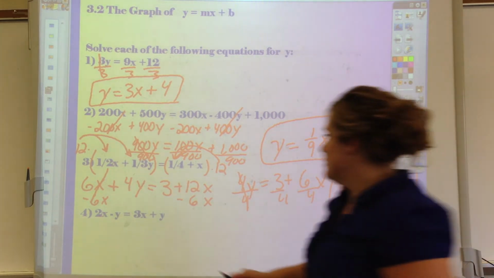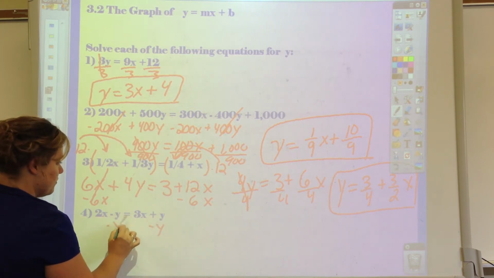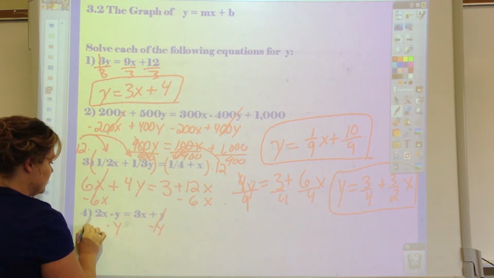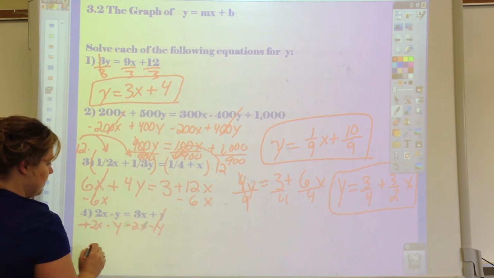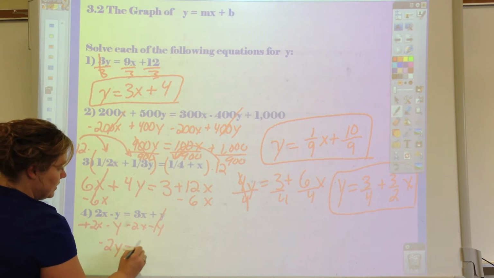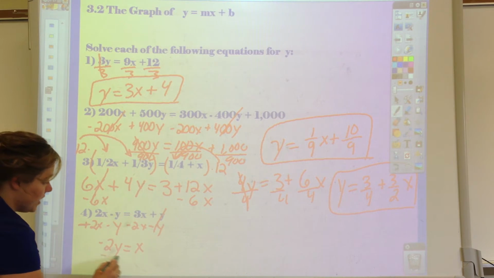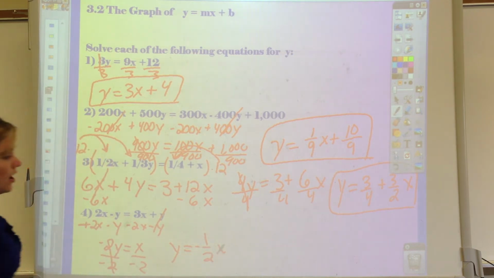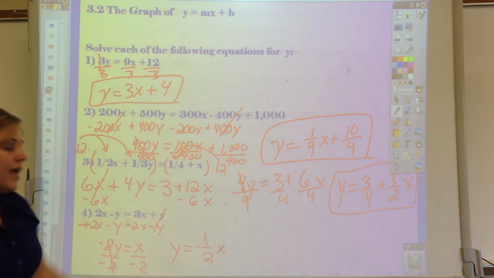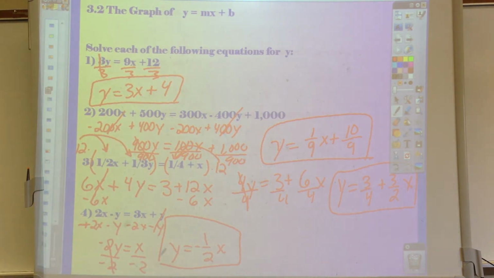Okay, last one. Let's combine the y's, again, by subtracting y on both sides. And if it's okay, I'll go ahead and subtract 2x on both sides in the same step. And I get negative 2y equals positive x. Now to solve for y, I'm going to divide both sides by negative 2. And I get y equals a negative 1/2x. Now my slope is a negative 1/2, and my y-intercept, since I don't have one, is 0.